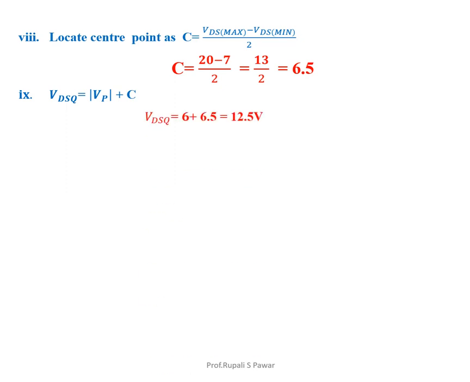So center point C is calculated as 20 minus 7 upon 2, that is 6.5. Then VDSQ value is equal to VP plus C, that is 6 plus 6.5 equal to 12.5 volt. Remember we are taking mod value of VP, so don't consider negative sign for VP because VDS value is always positive for N-channel JFET.